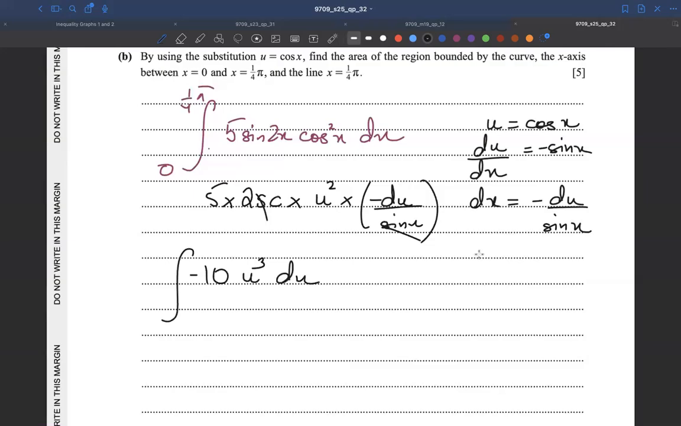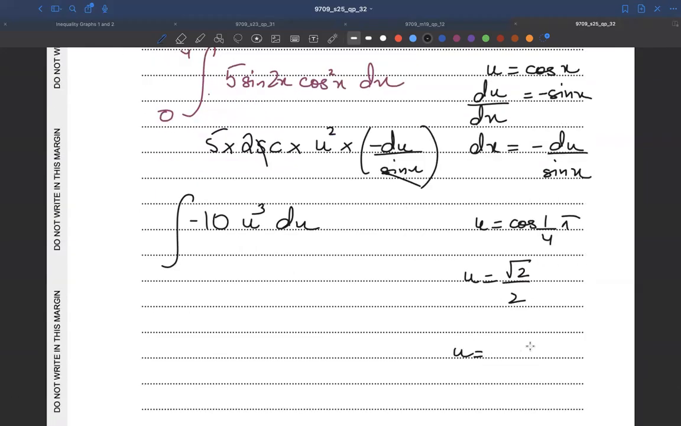And now we'll change the limits as well. So u equals cos of x. So we'll write cos of 1 upon 4 pi. Now cos of 1 upon 4 pi, if we substitute this in the calculator, is equal to root 2 upon 2, that is basically 0.707. And when we substitute cos of 0, that is equal to 1. So we are getting the upper limit with the lower value, which basically changes the sign over here. So we can remove the sign and write 1 and root 2 upon 2 as our limits.